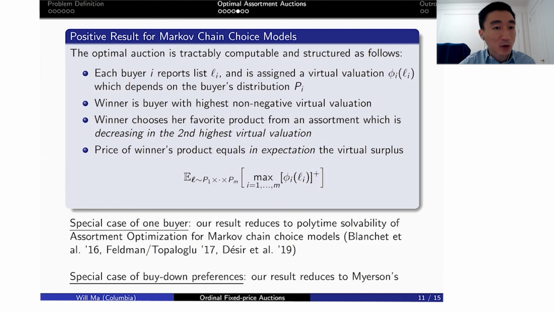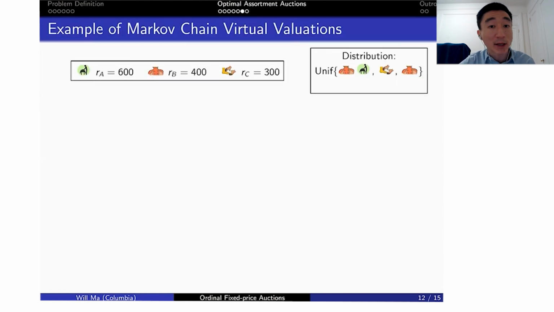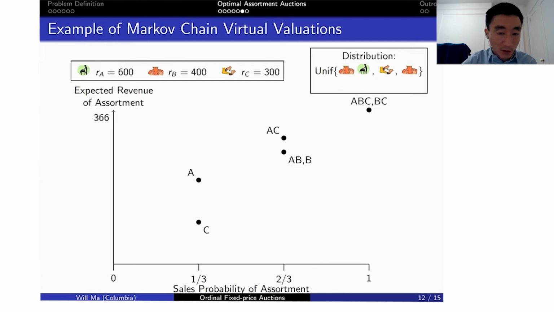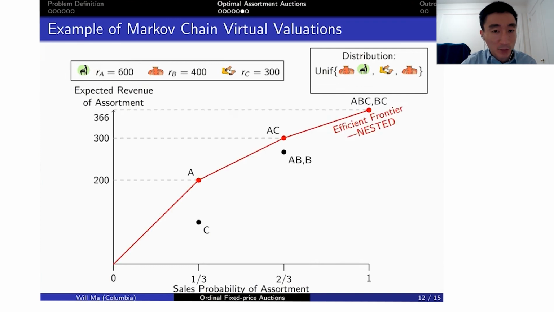And let me quickly show you how we get our Markov chain of virtual valuations. Basically, we construct them based on the revenue curve, which means we plot on the x-axis the sales probability of each of the possible subsets you could offer. On the y-axis, we plot its expected revenue, like so. And then we take the upper concave envelope of this. This is called the revenue curve.